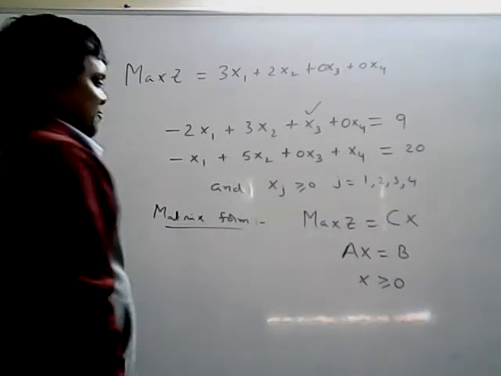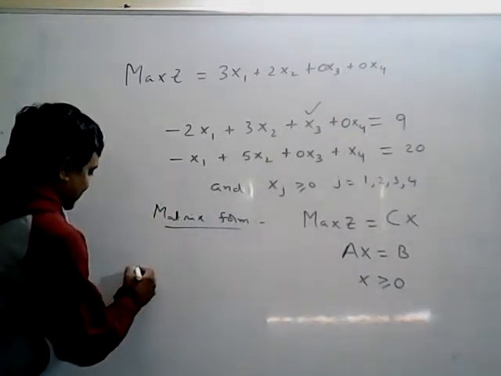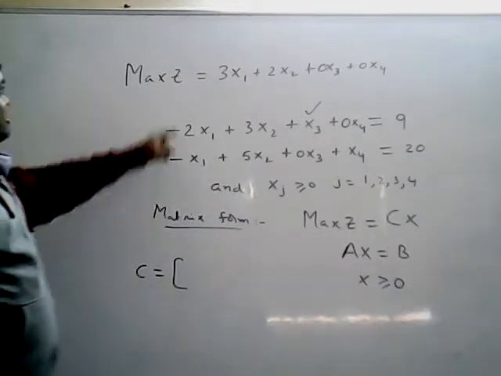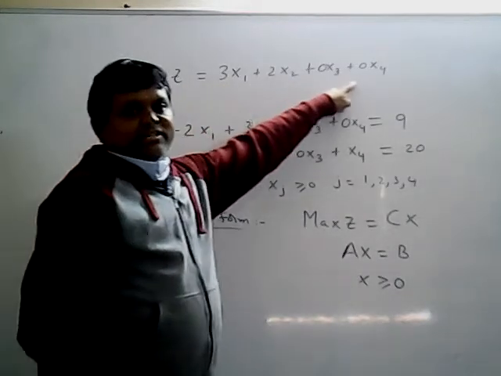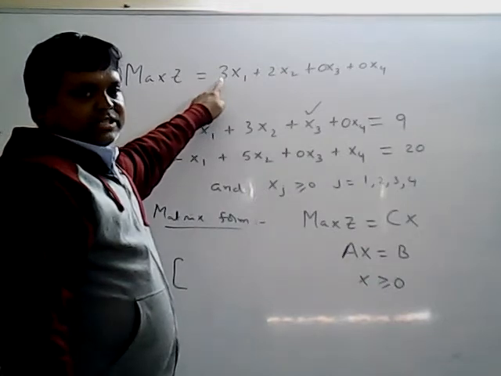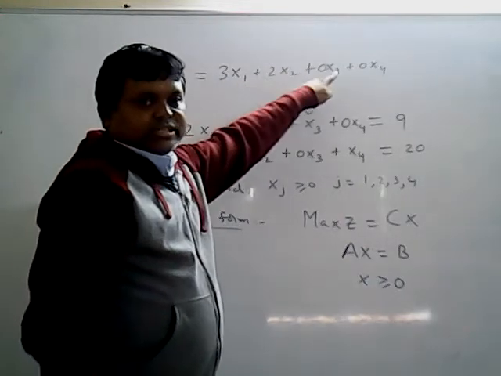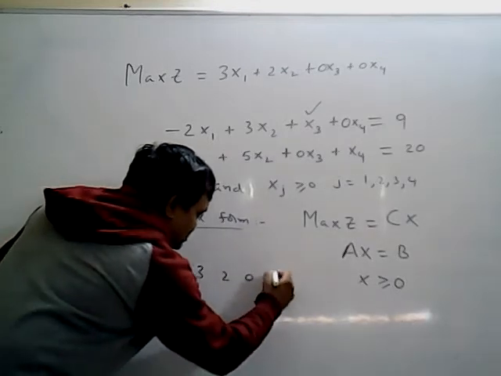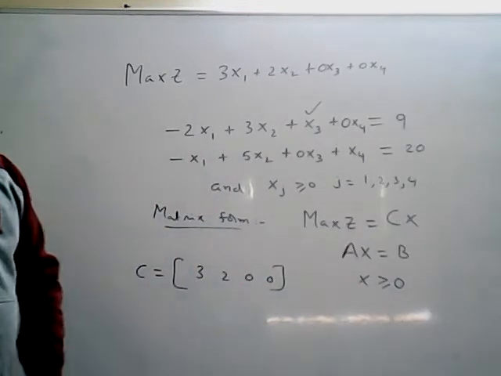Now you have to identify the matrices. First I will identify the C matrix. What is the C matrix? C means the objective function costs. This is the objective function. The objective function costs are 3, 2, 0, 0. C is always a row matrix.